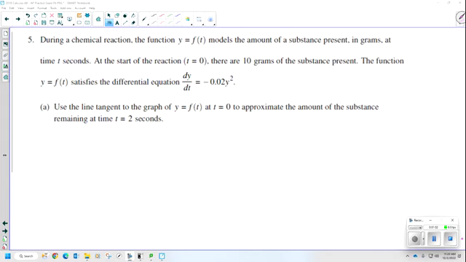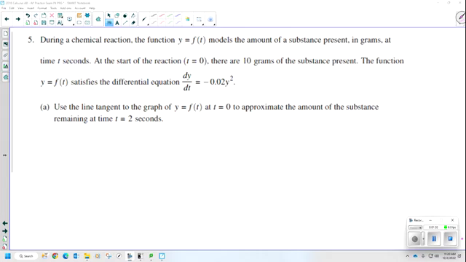Normally I like some sort of table or chart or graph, and they don't give us one here, but whatever, I don't care. I'll still do this. Part A. Yeah, I'm bitter. Part A says, use the line tangent to the graph of y equals f of t at t equals 0 to approximate the amount of the substance remaining at time t equals 2.